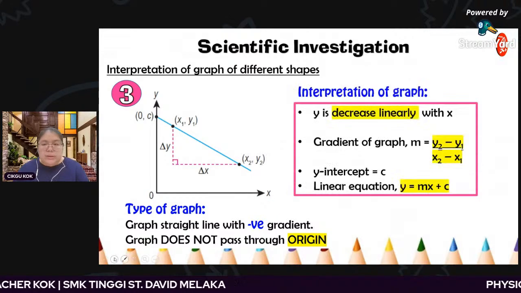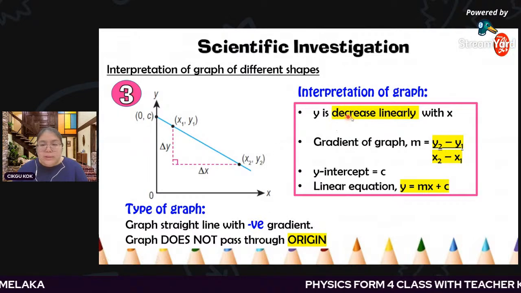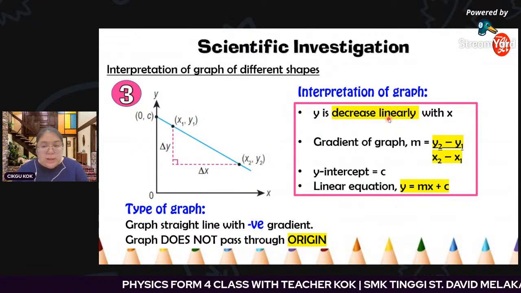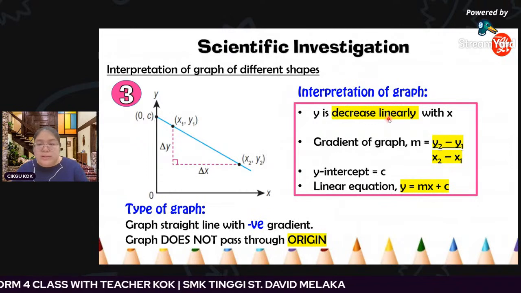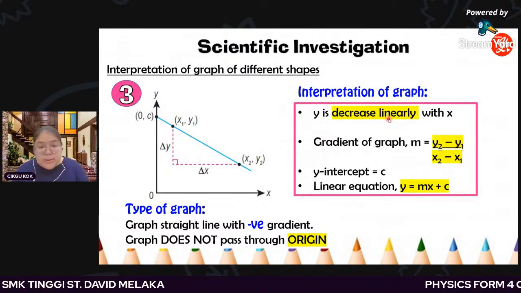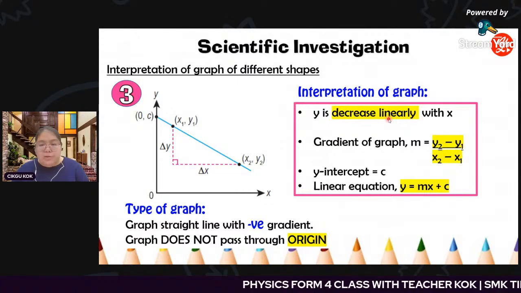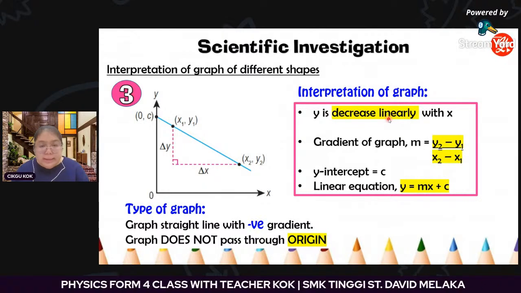Okay, then we're going to see the interpretation of the graph. Y decreases linearly. Can you see the terms? Just now it increased linearly. Now when the graph just drops, we call it decrease linearly. So remember the terms I introduced just now. The first one I introduced is directly proportional. The second is increase linearly. Then the third one is decrease linearly.